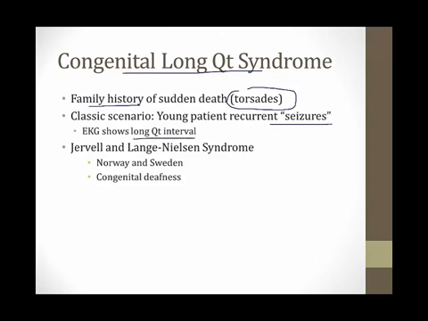There is also a variant of the congenital long QT syndrome that has been well described called the Jervell and Lang-Nielsen syndrome. This occurs in Norway and Sweden. It results in the long QT syndrome in association with congenital deafness. It's very rare, but they sometimes ask you about this on board exams.